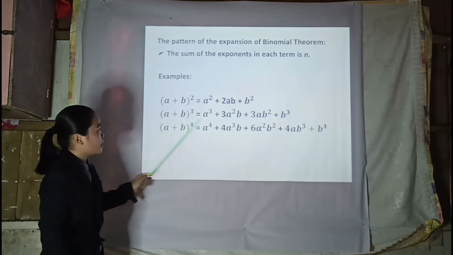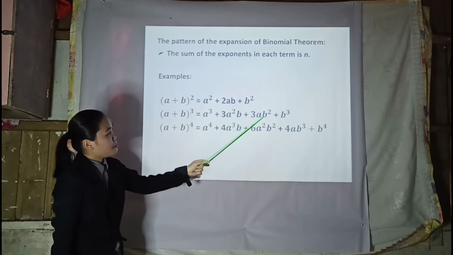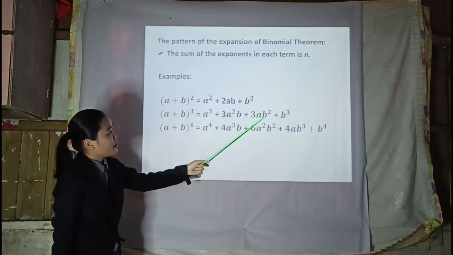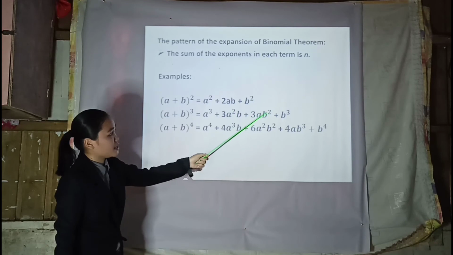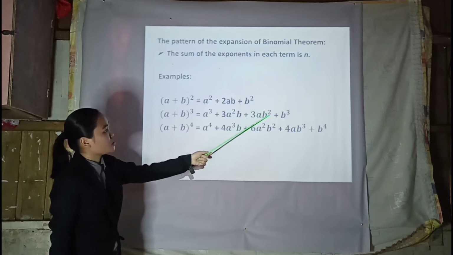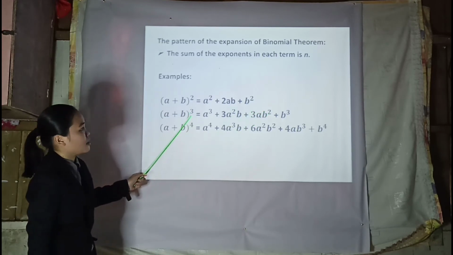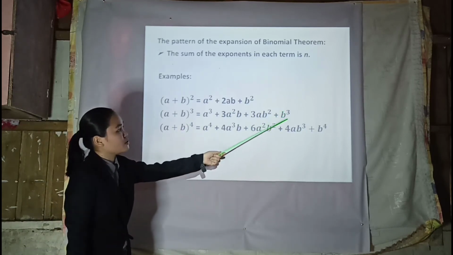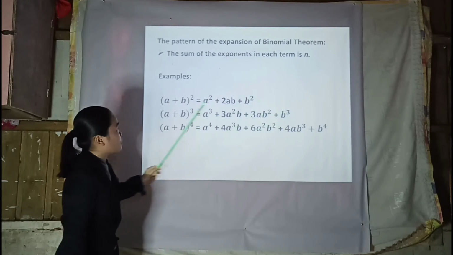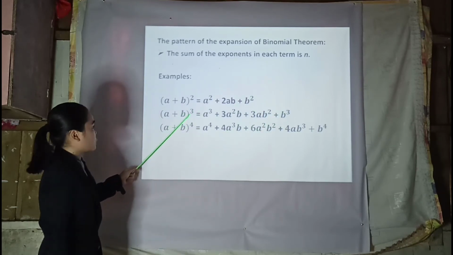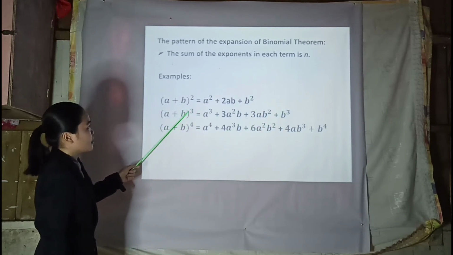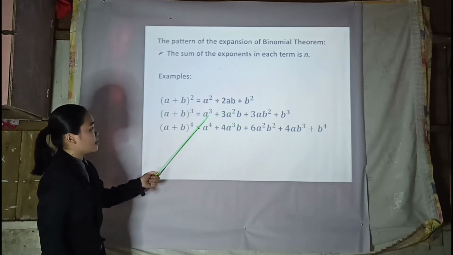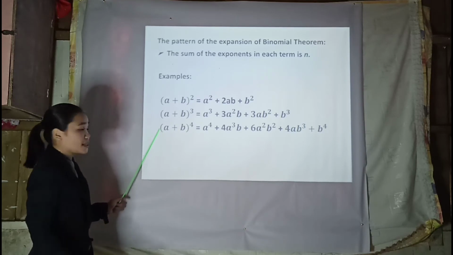It is also 3 for 3ab squared. The exponent of a here is 1 plus the exponent of b here is 2, so 1 plus 2 is equal to 3. Plus b cubed, the exponent of b here is 3. From the given expression, the n here is 3, so in each term, the sum of the exponents is 3. So, let's proceed to the next example.